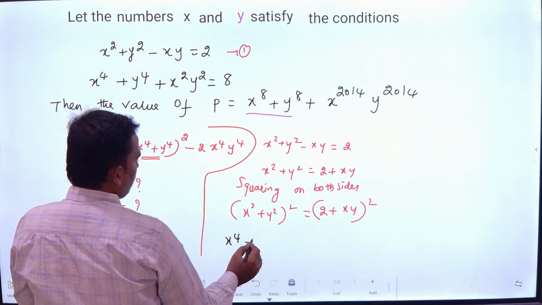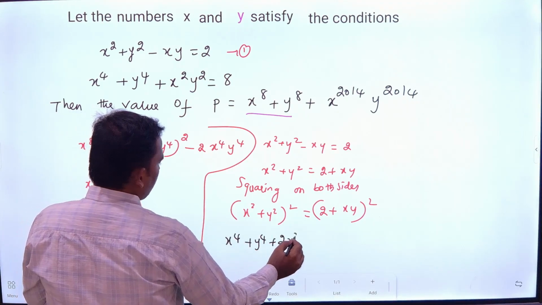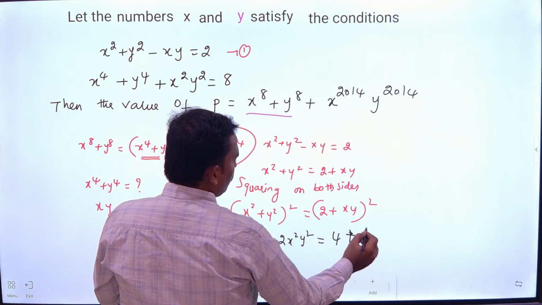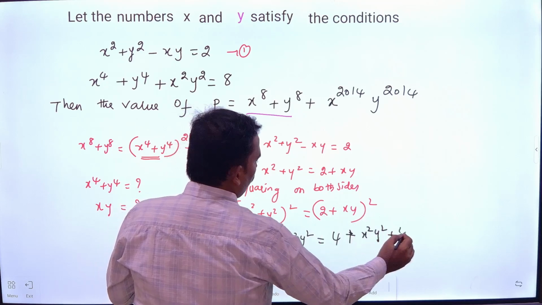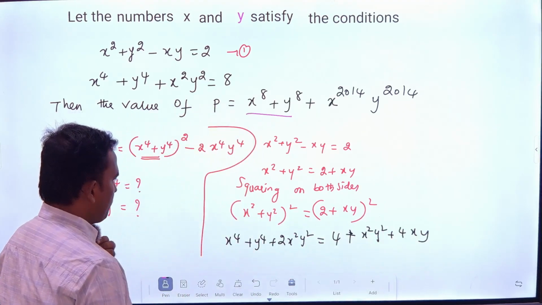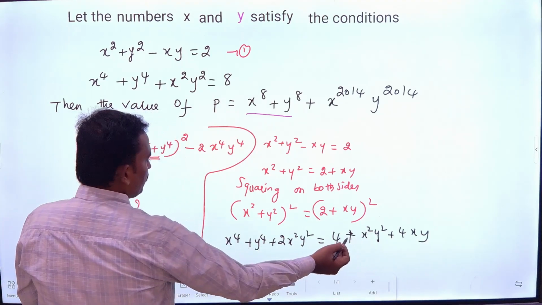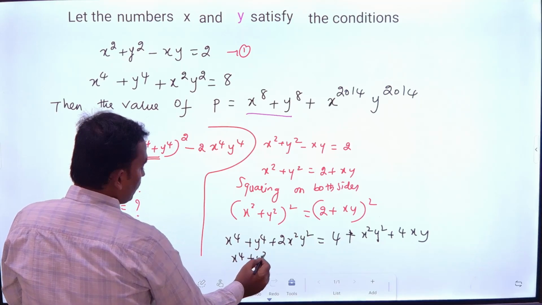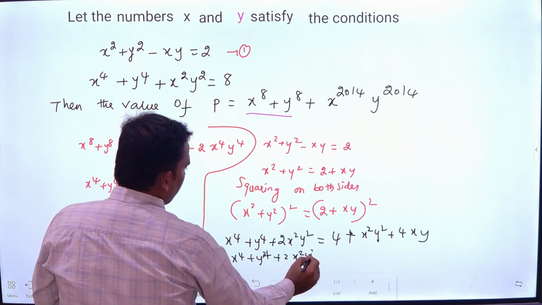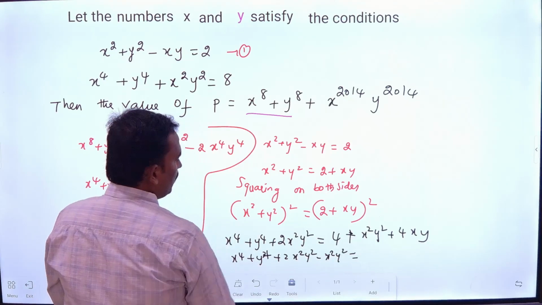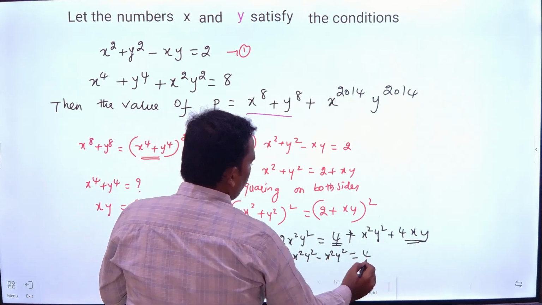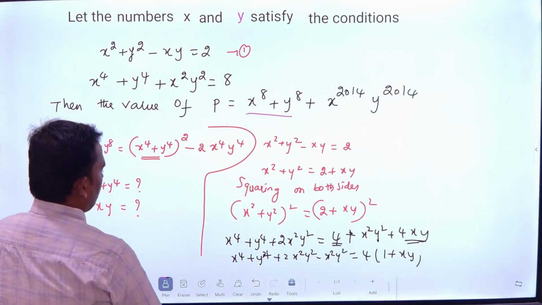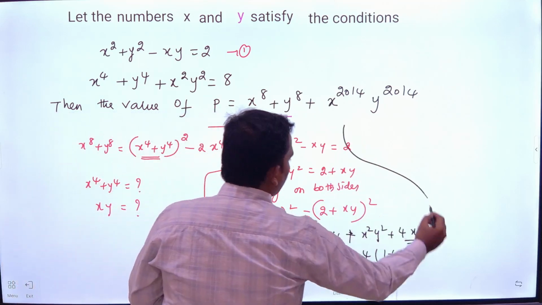x power 4 plus y power 4 plus 2x square y square is equal to 4, and the right side will be 4 plus x square y square plus 2 into 2, 4xy. Clear? So now x square y square is on the right side; you send it to the left side. What will we get? x power 4 plus y power 4 plus 2x square y square minus x square y square is equal to, this first term and last term, 4 plus 4xy. You can see 4 you take common: 4 into 1 plus xy. Clear?